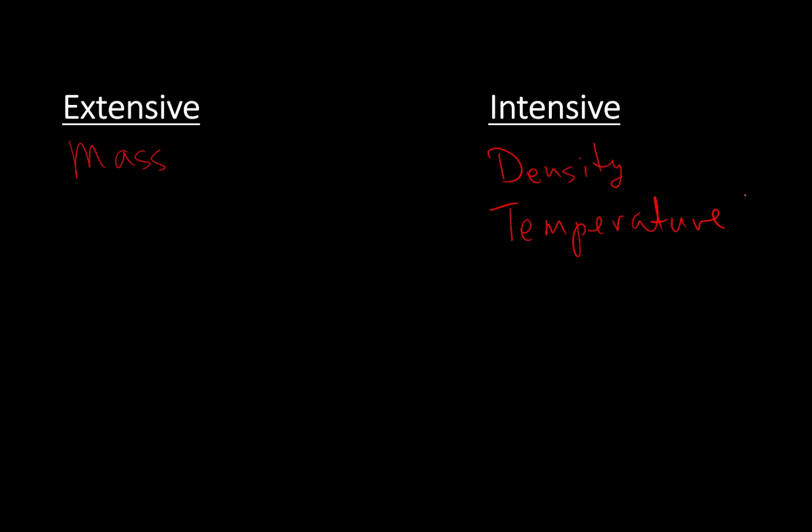Okay, a couple of other ones. Length. Does length change depending on how much you have of something? Absolutely. Length is an extensive property. Okay, another one is volume. Does volume change depending on how much you have of something? Of course it does. If you've got more of it, it will have a greater volume. So volume would be an example of an extensive property.